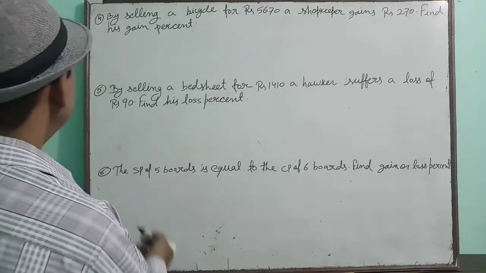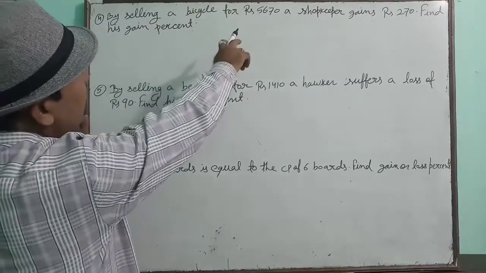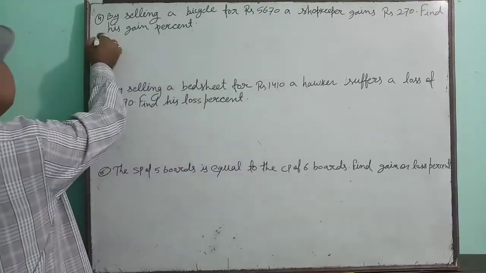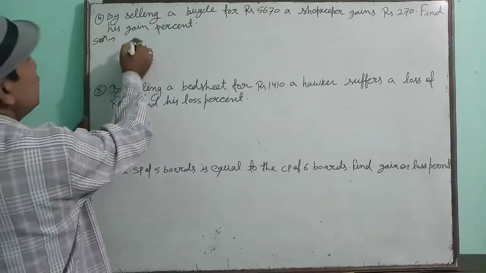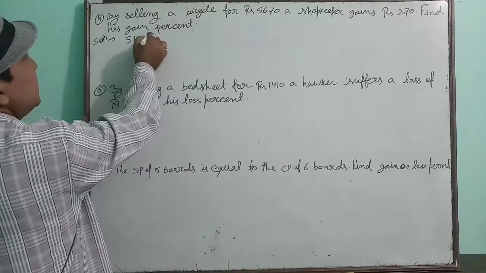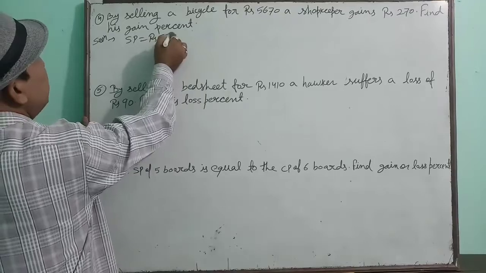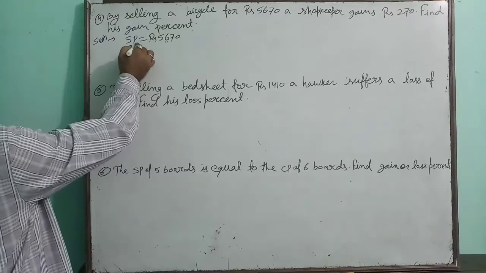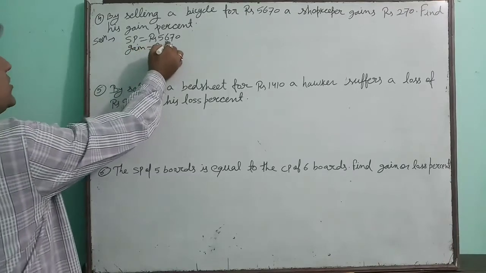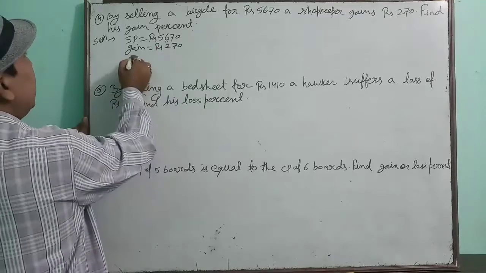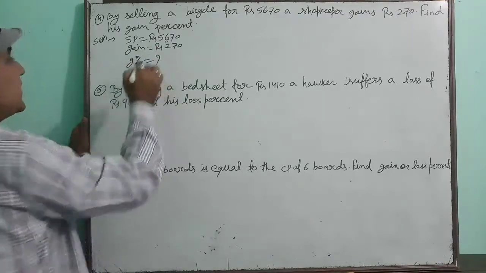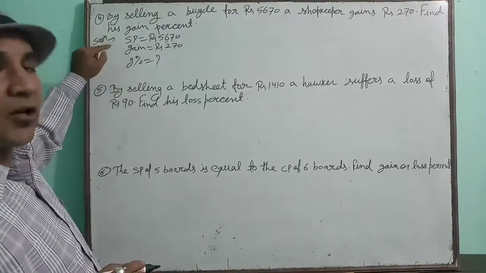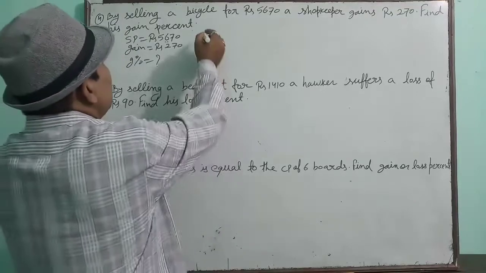Now see question number 4. By selling a bicycle for rupees 5,670, a shopkeeper gains 270. Then find his gain percent. See how to solve. Selling price is given, rupees 5,670, and gain is given, rupees 270. Then we have to find gain percent. Children, we know that to find the gain percent we must know the cost price. So first we will find the cost price here.